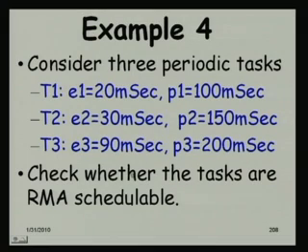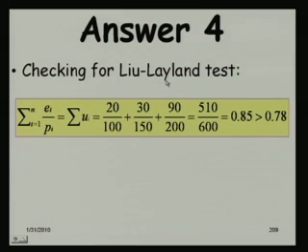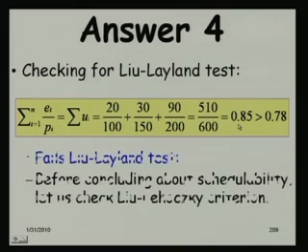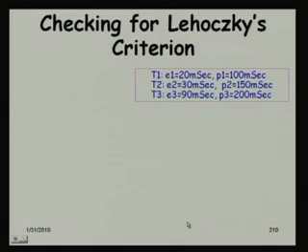For every task, please check whether the first deadline will be met. Let us see that. If we check the Liu-Layland test, the utilization works out to be 0.85, which is greater than 0.78, and it fails the Liu-Layland test. But before concluding about the schedulability, we will have to check the third criterion, that is the Lehoczky criterion.